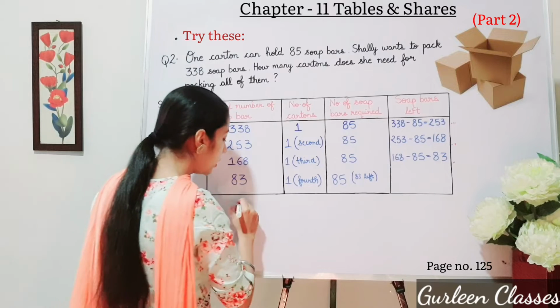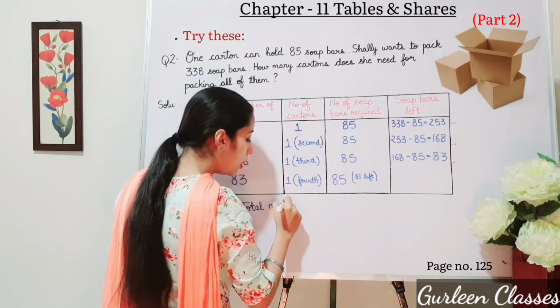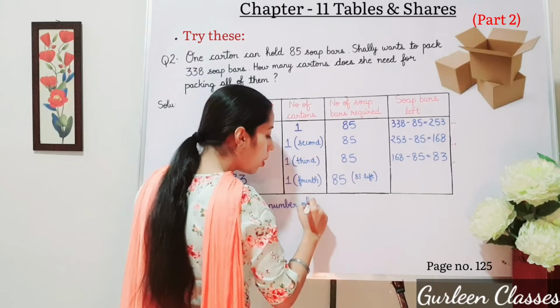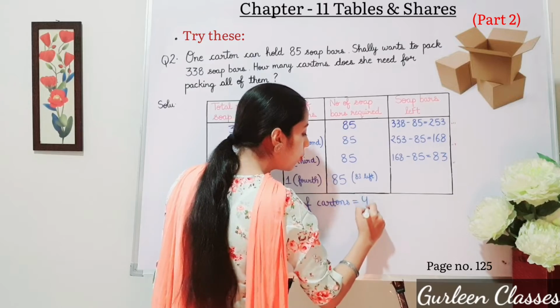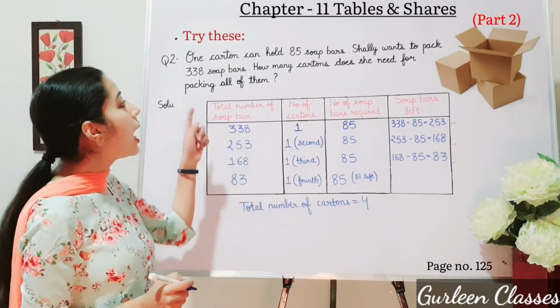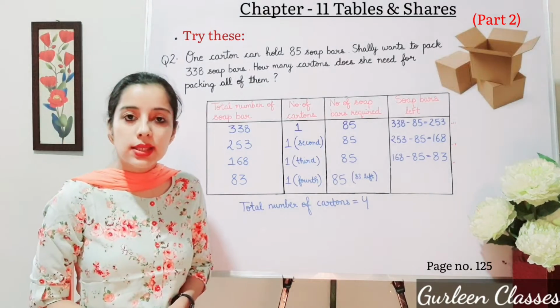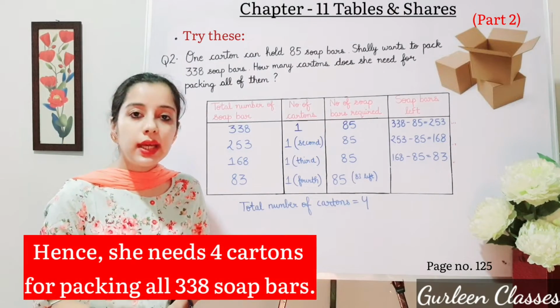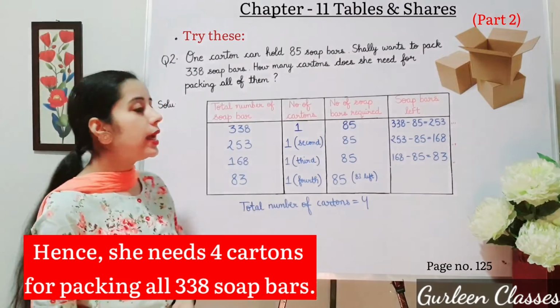So students, total number of cartons are 1, 2, 3, 4. So write here total number of cartons is equal to 4. And the question was, how many cartons does she need for packing all of them? So answer is, hence she needs 4 cartons for packing all 338 soap bars.